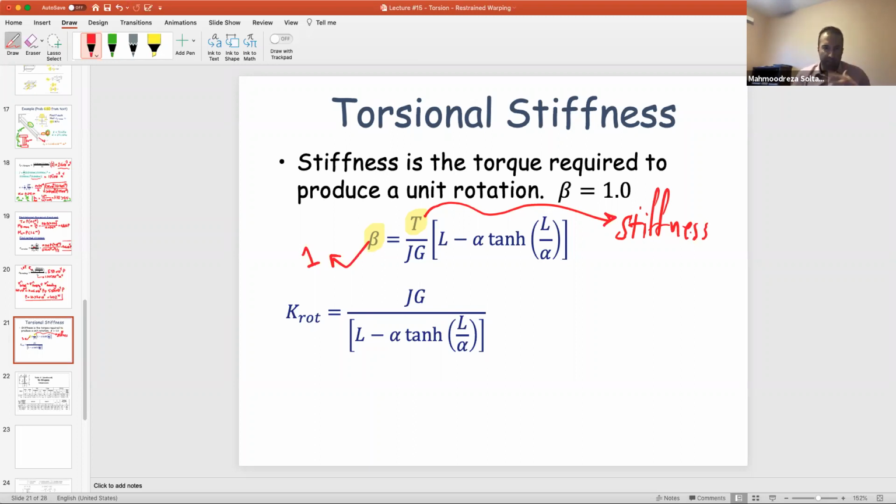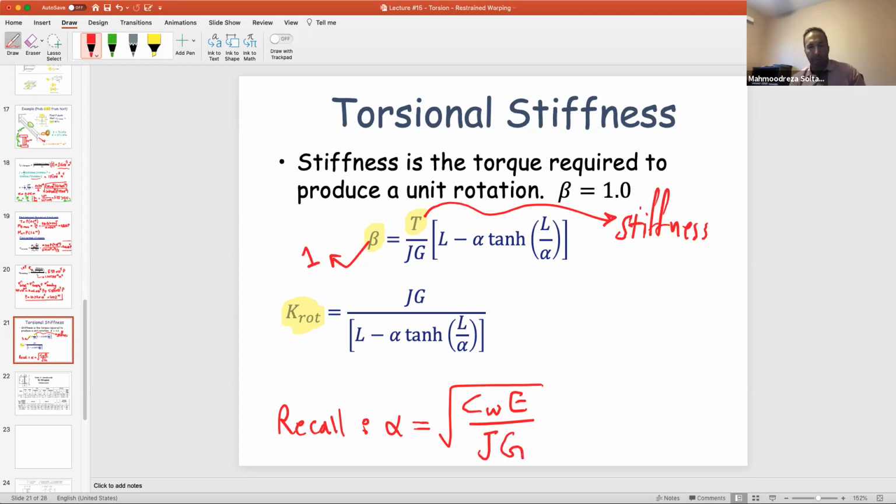Okay, if you find the T, that's for everywhere. If you put the deflection equal to 1 and find the force corresponding to that, that force you find is going to be the stiffness for your system. Same thing for the torsional. So torsional stiffness, T is equal to this expression and you put everything at the other side when the beta is equal to 1, this would be your torsional stiffness. Okay. And also, again, recall that alpha is equal to this expression because you need it. Okay, this is your, again, torsional stiffness.